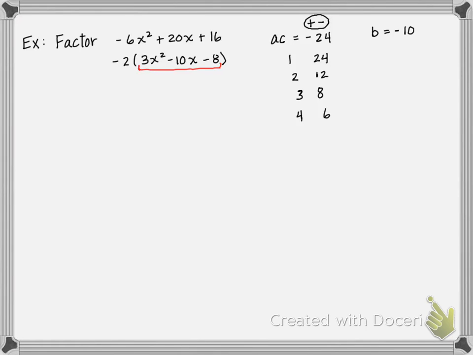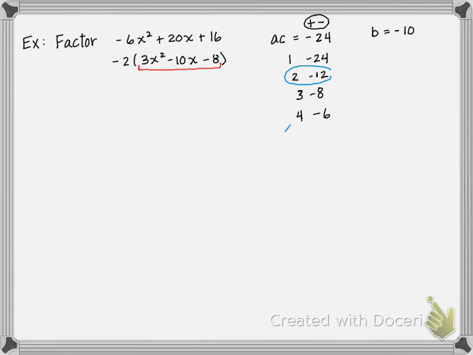And then since B is negative, do we want the bigger number to be negative or the bigger number to be positive? You want the bigger number to be negative, right, because we want the negative to outweigh the positive. So I'm just going to go through and do this. And so which pair of numbers is it? The 2 and 12? Yes.